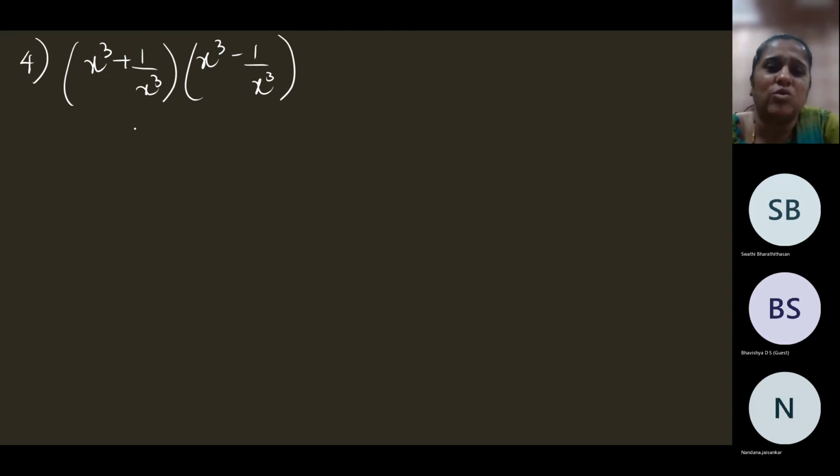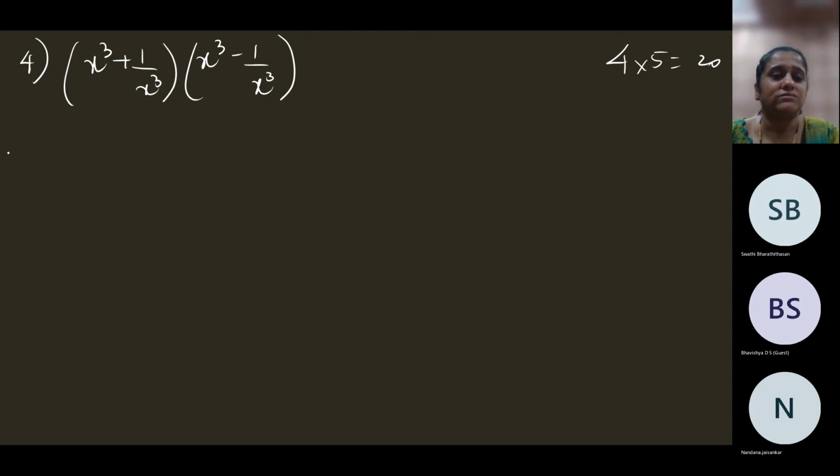So children, you'll ask me, what is this? You're just giving an expression, but what should we do with it? It's understood what you'll have to do. You'll have to multiply. If they give you something like 4 into 5 is equal to, you will write 20, right? Similarly here, you'll have to multiply, because it's x cubed plus 1 by x cubed into x cubed minus 1 by x cubed. Sometimes they'll say find, but even if this is given, it's understood you'll have to multiply these two. And wherever possible, you should multiply using an identity.